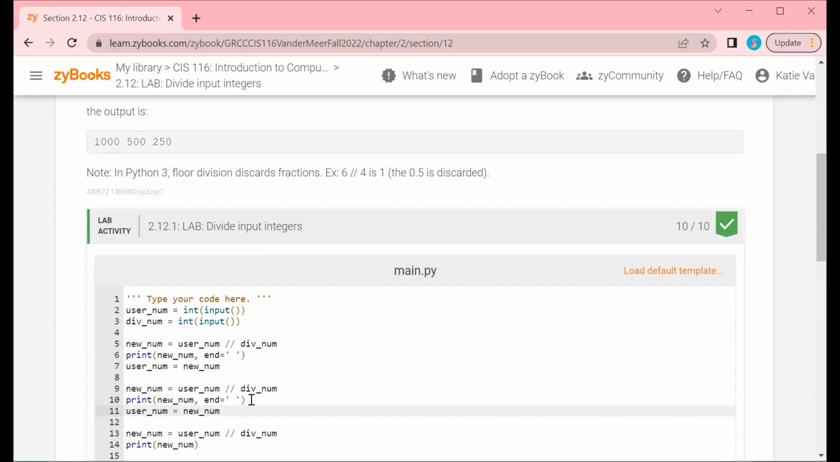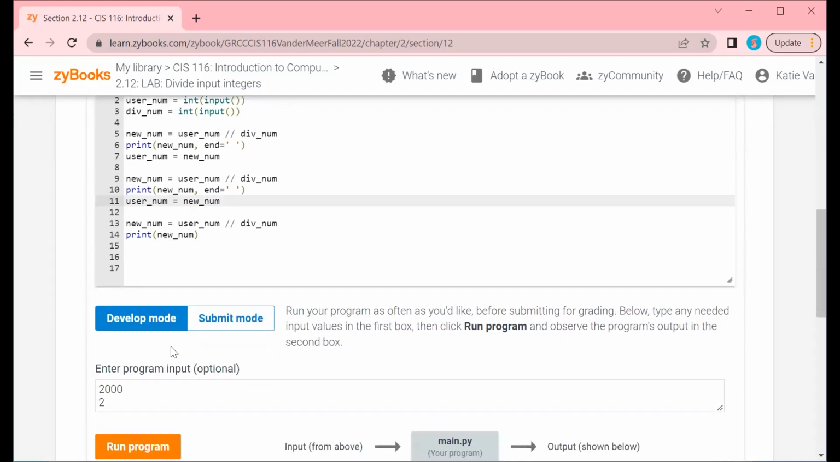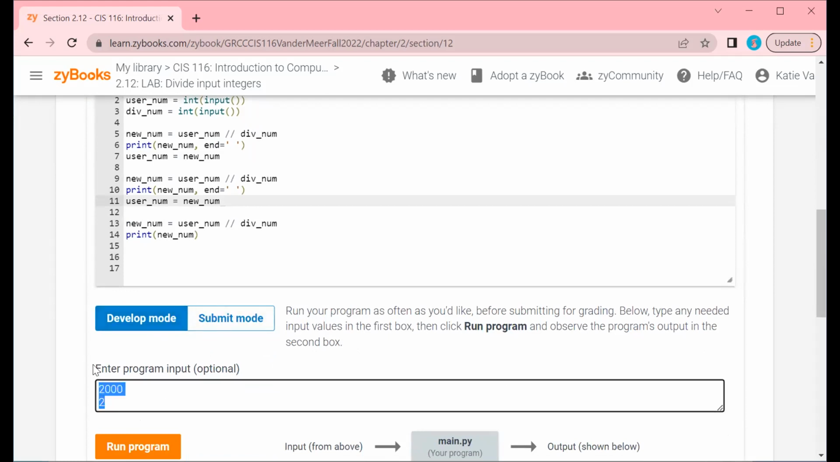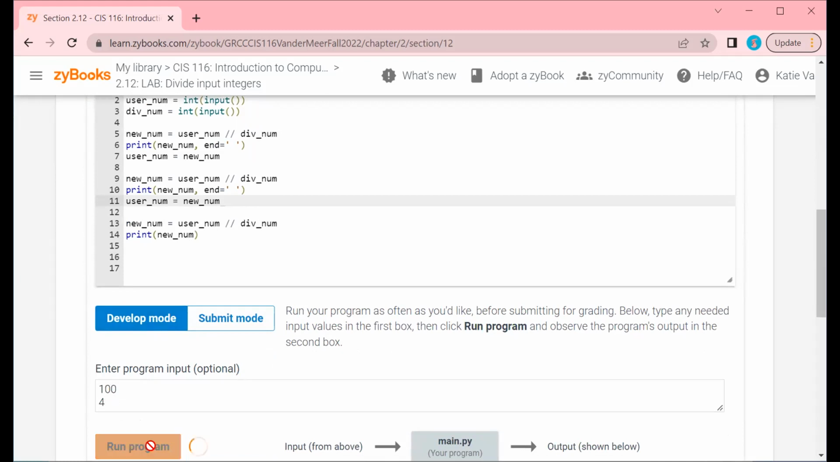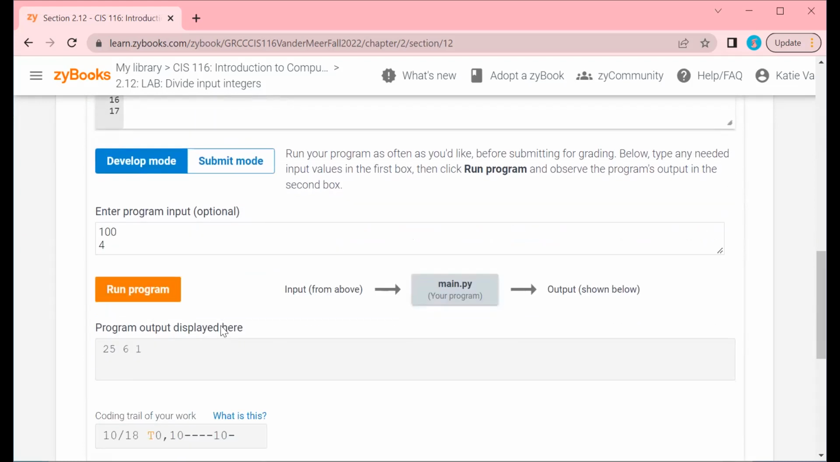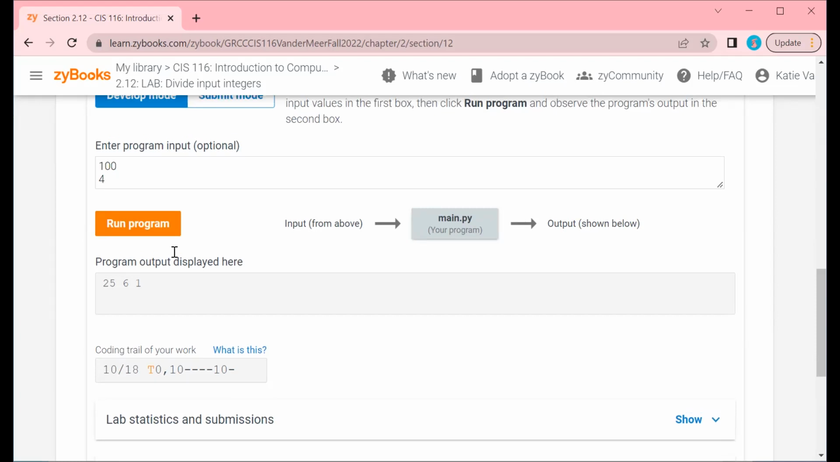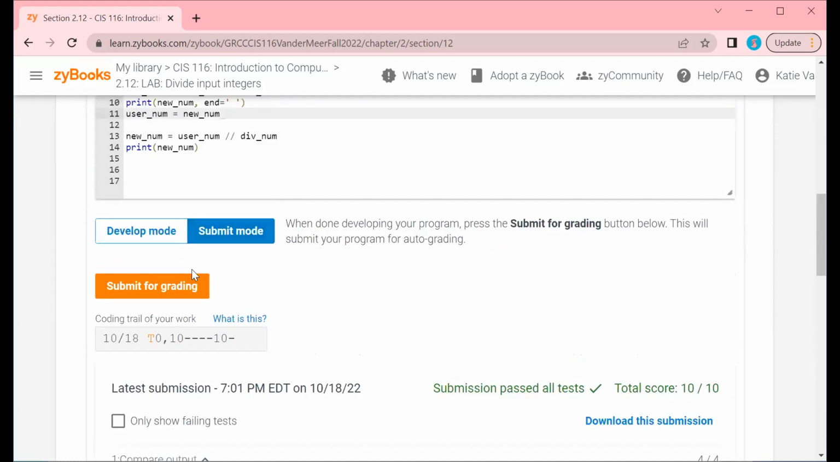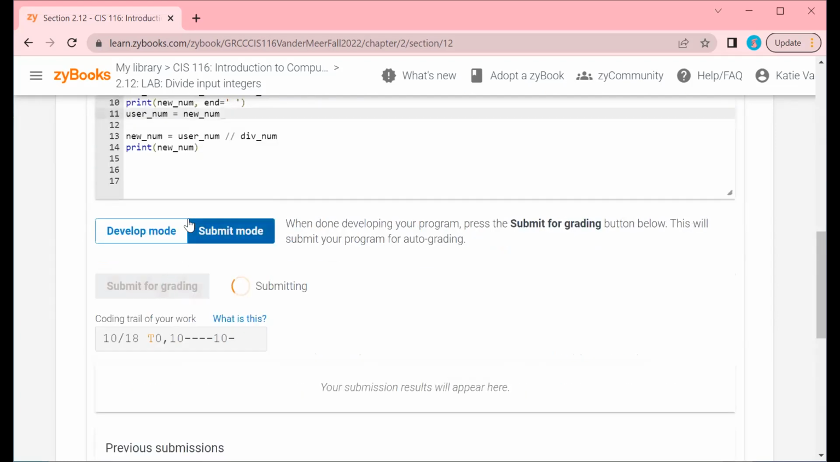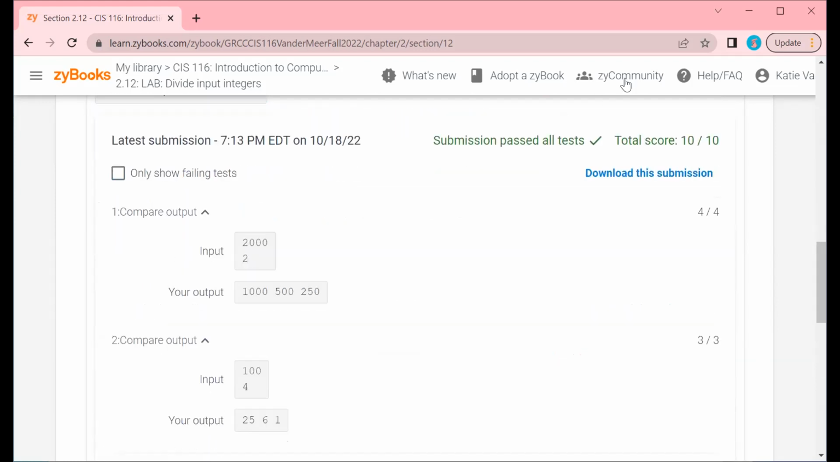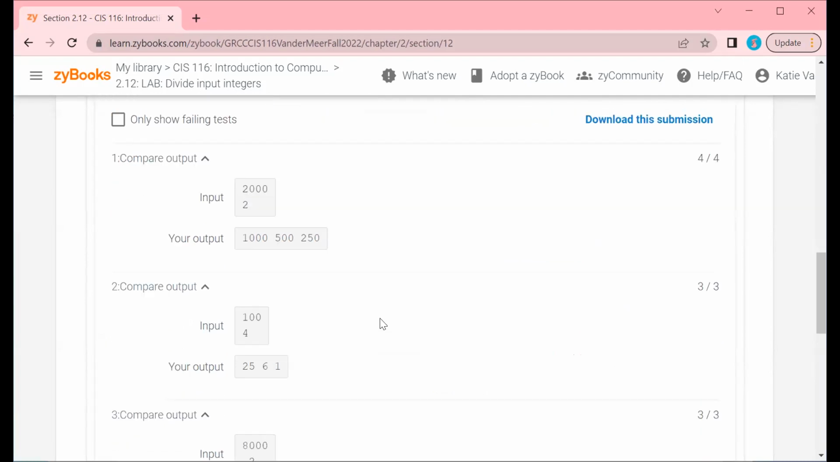Let me go back to develop mode. Let me put in 104 as my sample input. Let's see if I get any errors. Nope, I still get 25, 6, and 1. So let me go over to submit mode, submit for grading. And I still get a 10 out of 10.